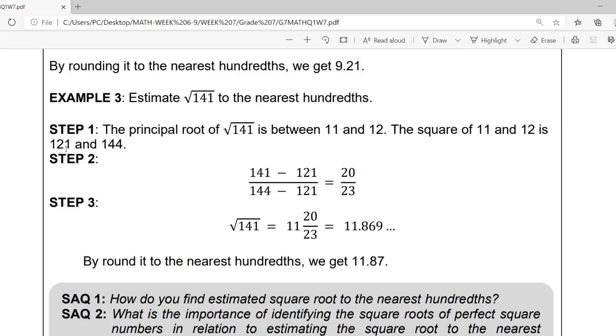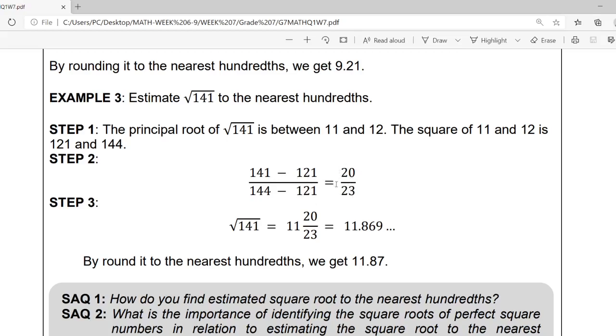Okay, and the square root of 121 is 11, and the square root of 144 is 12. So therefore, the square root of 141 lies in between 11 and 12. So using step 2, we will have the irrational number 141 minus the lower perfect square number, which is 121, divided by the upper perfect square number 144 minus the lower perfect square number, which is 121. Subtracting, we have 20 over 23.